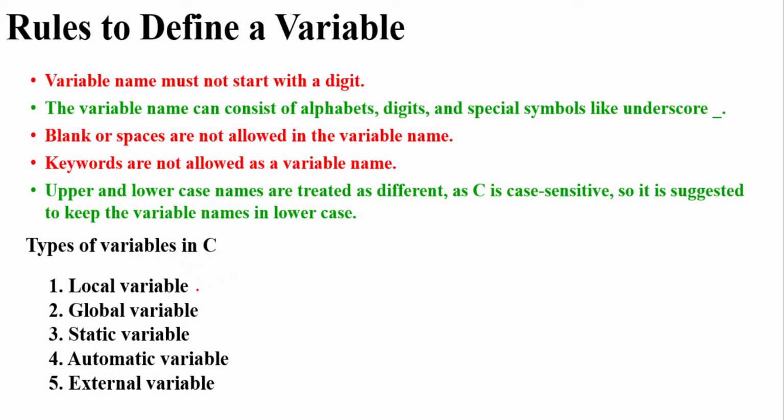Types of variable: we can have local variables, which are declared within the function. We can have global variables, which are declared for the whole program, and we can have static variables, automatic variables, and external variables.